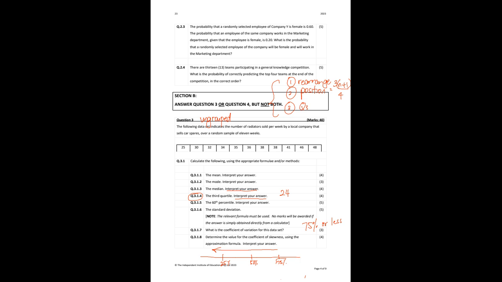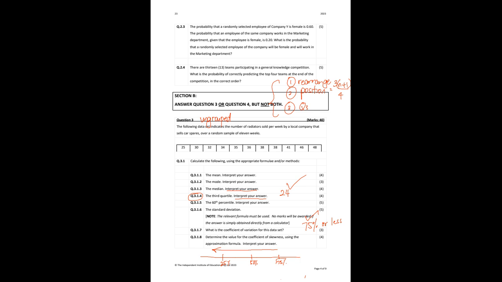There's a mark allocated to saying the 75%. There's a mark allocated to indicating that that was the answer for your 75th percentile. So you can say that 75% of the time, or 75% of the customers or the sales, were 24 radiators per week.